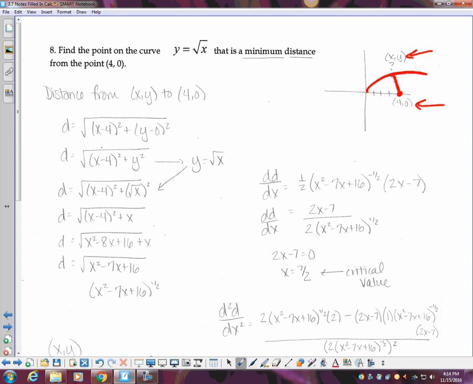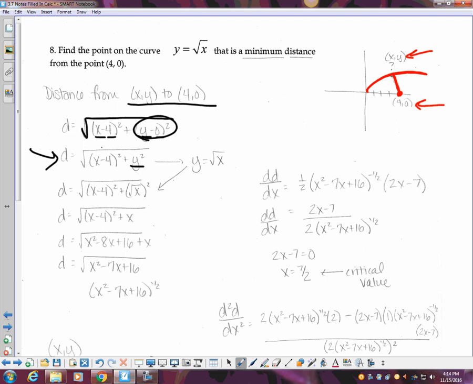Okay, well, the distance formula is the square root of (x minus x) squared plus (y minus y) squared, and I'm using these two points. I'm going to clean this up and just make it y squared. So this is my distance formula. The problem is I have an x and a y in it.